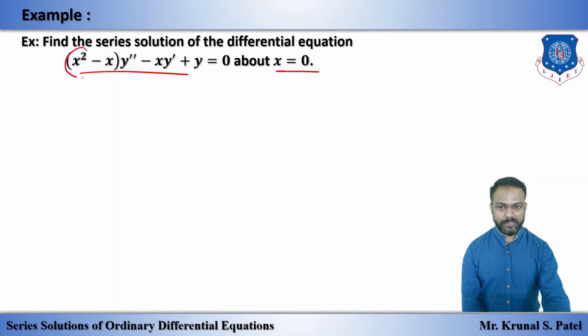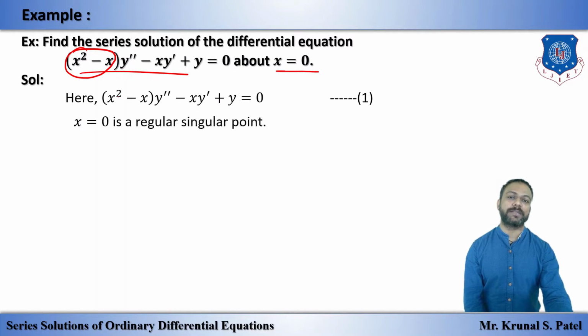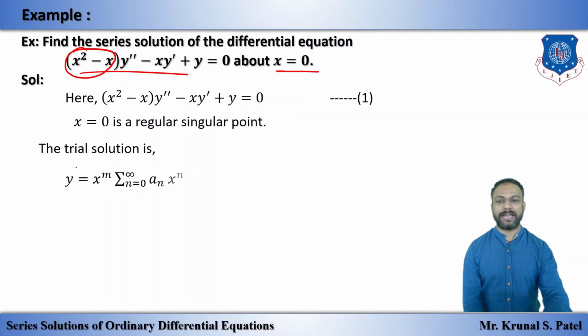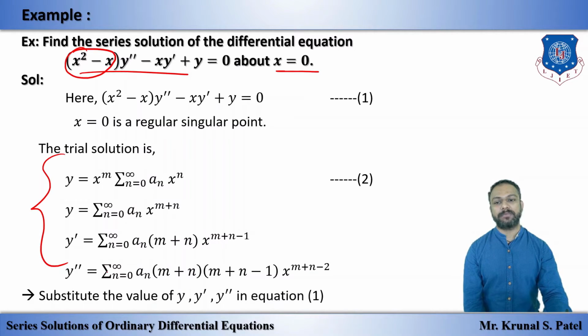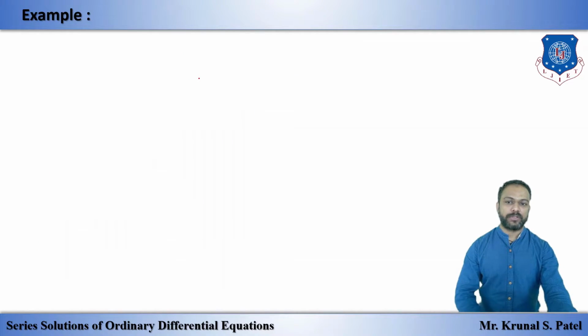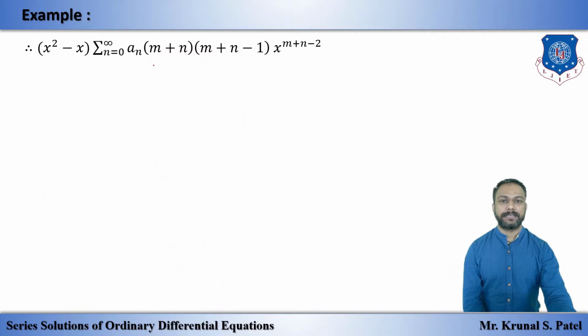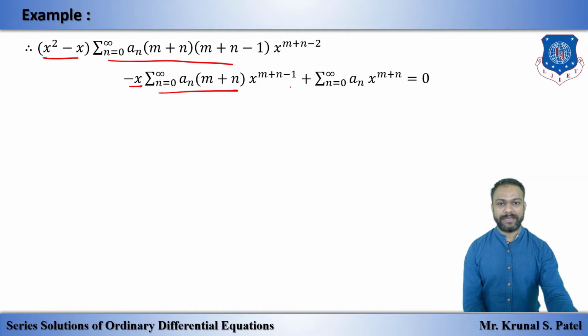For x is equal to 0, the coefficient of y double dash becomes 0. So we can say that x is equal to 0 is a regular singular point. And we know the trial solution is given by this, which is our first step. Second step, substitute all these values in equation number 1. So this bracket as it is, we'll put the value of y double dash, x as it is, we'll put the value of y dash, y as it is. Okay, so we have this. Now we will expand this, that means simplify. Substitute, then third step is simplify.